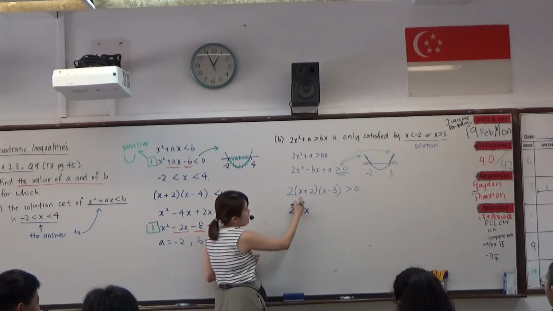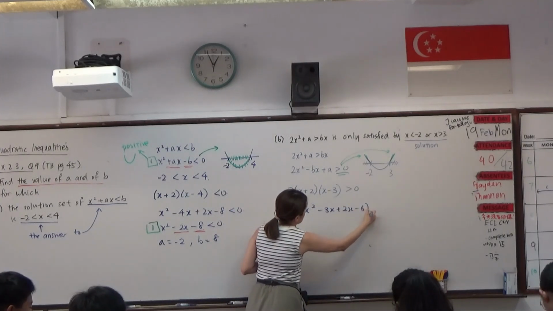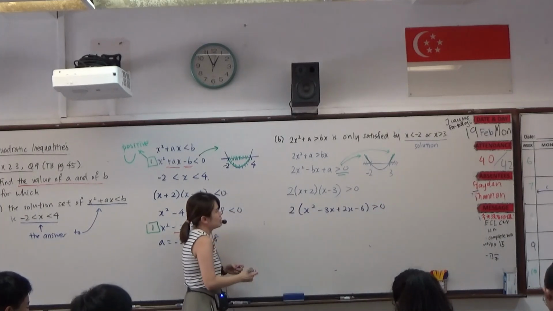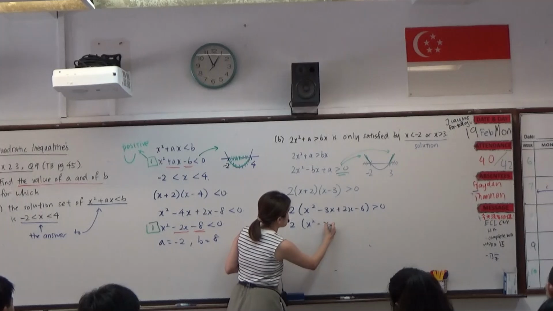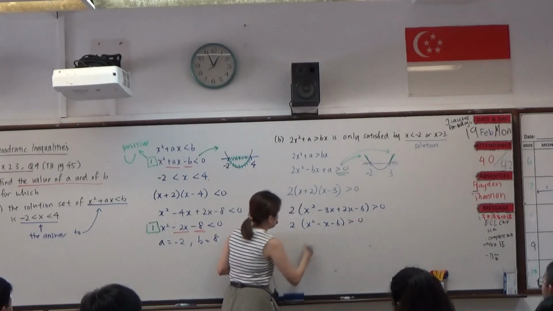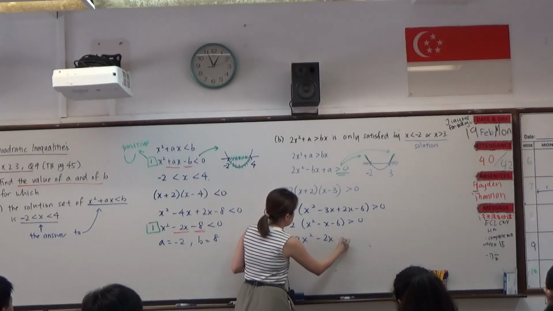Which expands out to be 2 times x squared minus 3x plus 2x minus 6. Okay, so we get 2 times x squared minus x minus 6, and that simplifies to 2x squared minus 2x minus 12.